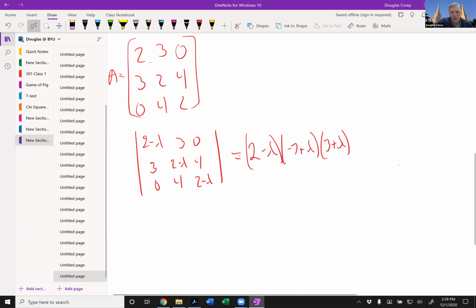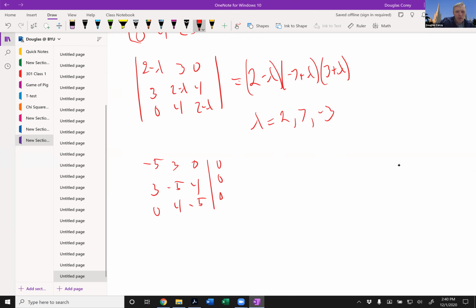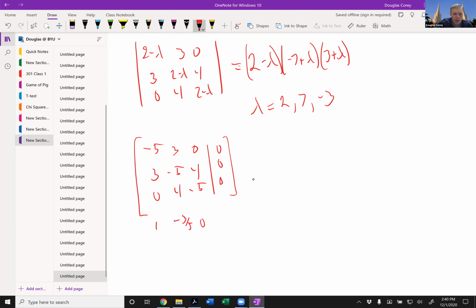Okay, so that's the first thing. Now I have to figure out the eigenvectors for each of those. So let's do 7. 2 minus 7 is going to be negative 5. So negative 5, 3, 0, 3, negative 5, 4, 0, 4, and negative 5. Augment it with 0, because I'm trying to figure out the null space of that matrix. And so start doing the row reduction. Divide the first row by negative 5, so we get 1, negative 3/5, 0. I can multiply this row by negative 3 and then add to the second row.